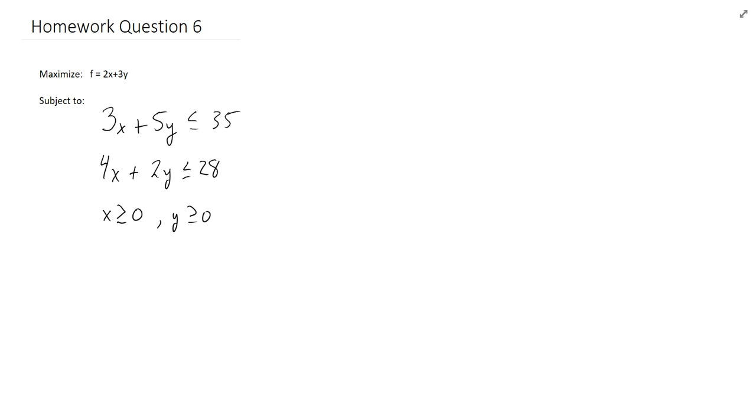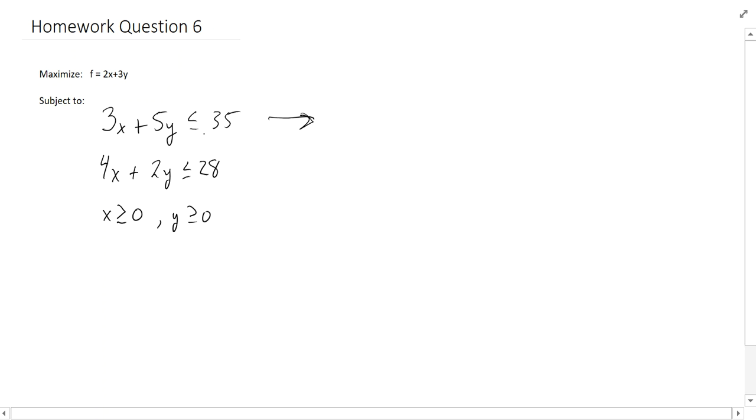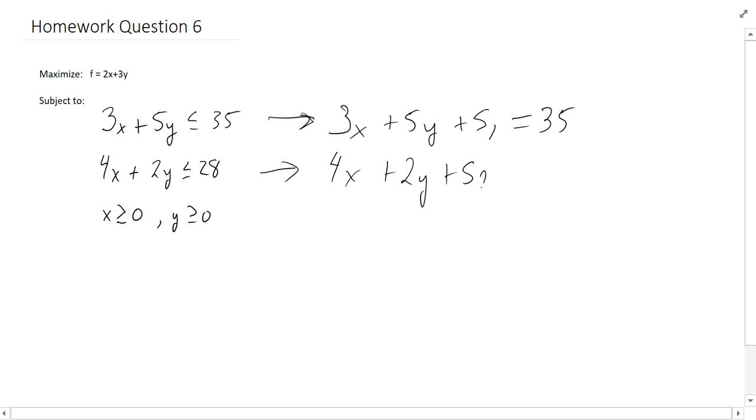So to do the simplex method, I want to convert my constraint equations from inequalities to equalities. I'm going to introduce some slack variables. So I'm going to use an S1 in here. There's different notations you might see being used, but I'm going to use S1 for my slack variables. S1 is going to take up the slack and make that from an inequality to an equality. And in the second equation, I'm going to introduce an S2.